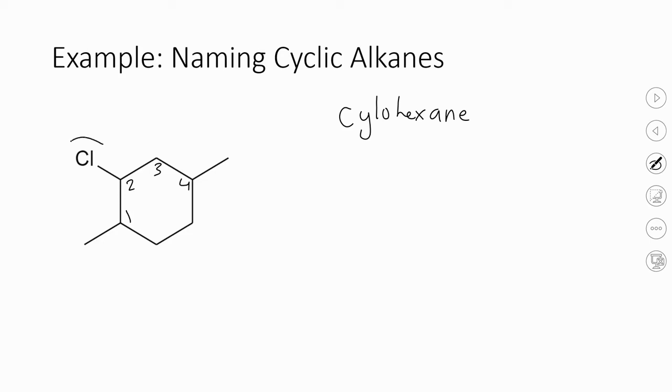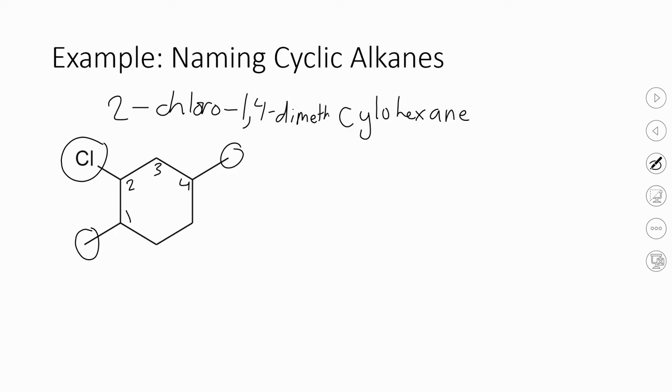So then I need to start with chlorine because it comes first. We have a chloro group and then we have two methyl groups, but chloro comes before methyl. So this is 2-chloro. That's where chloro is. If it's a chlorine, then we call it chloro in the name. And then we have a dash between a letter and a number. I'm going to say we have 1, 4. And then I have 2 methyls, so it's dimethyl, no space, cyclohexane. Okay, all right.